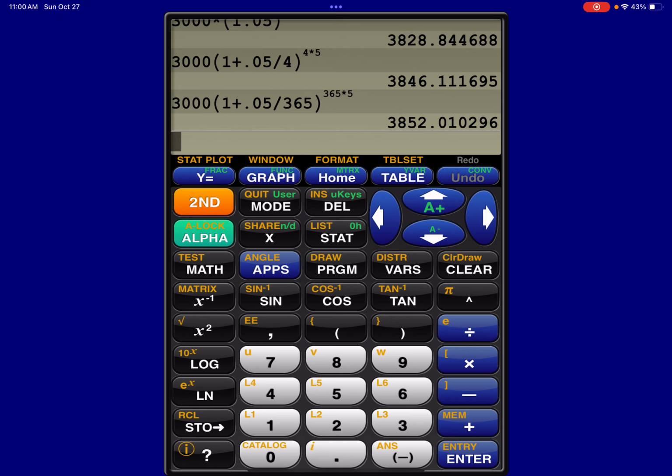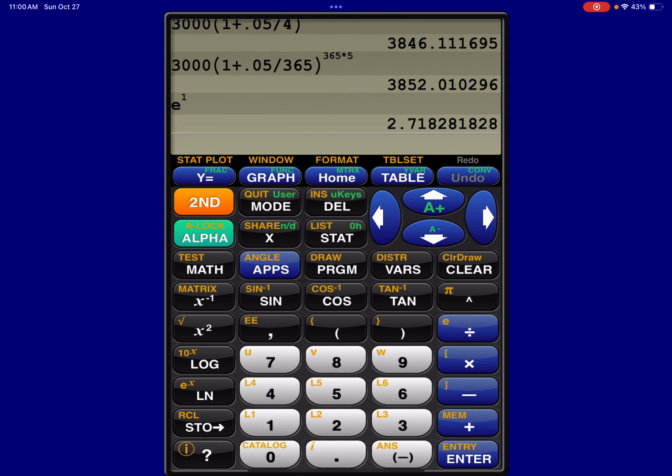Yes, it's a little bit hidden. It's right here with the ln, which is another button that we're going to talk about in the next section. So here it is. I'm going to use second E. So e to the power of 1, which of course would mean E, is 2.718281828. It's an irrational number.